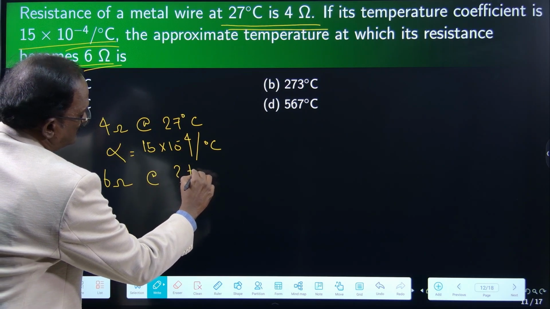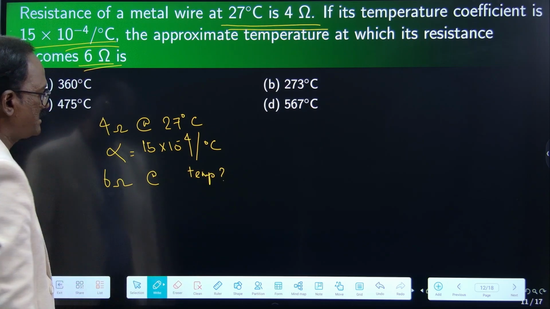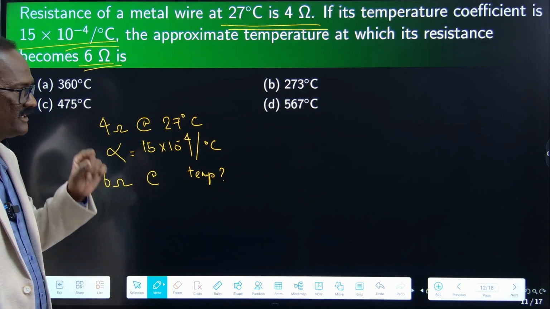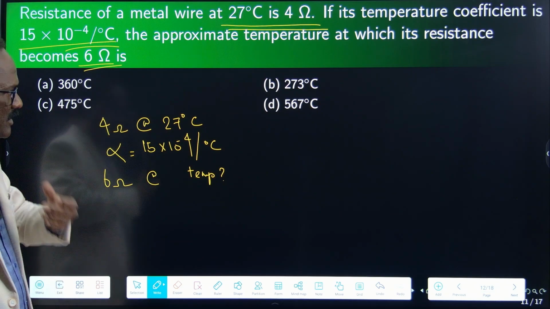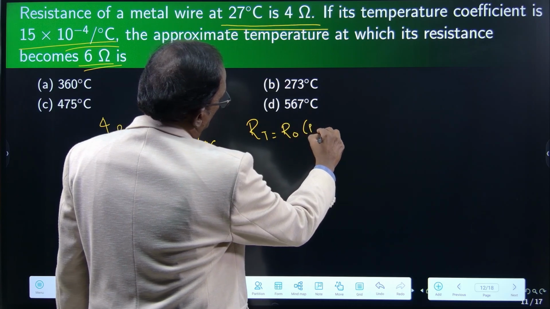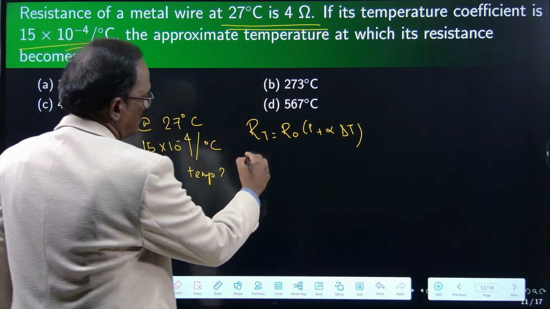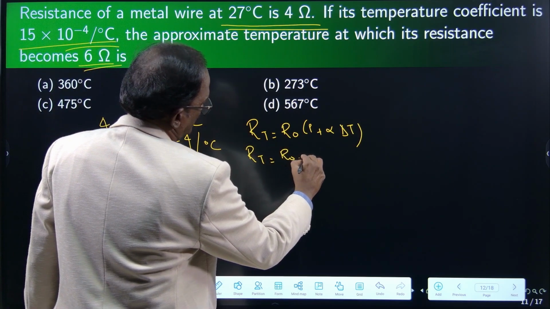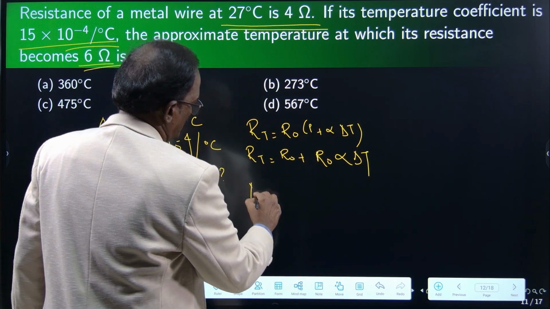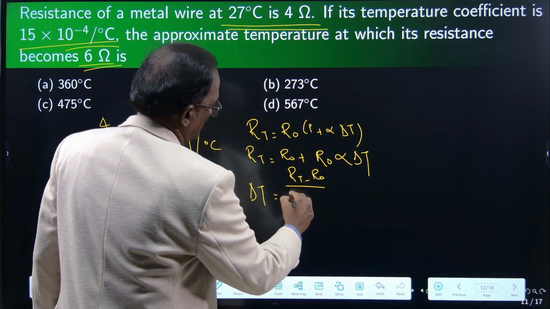At what temperature is the 4 ohm becoming 6 ohms? Initially it is 27. Alpha is given. Simple. Straight away you can use the formula and find the answer. RT is equal to RO of 1 plus alpha delta T. We want temperature. First I am expanding: RO plus RO alpha delta T. So delta T is equal to RT minus RO divided by RO alpha.